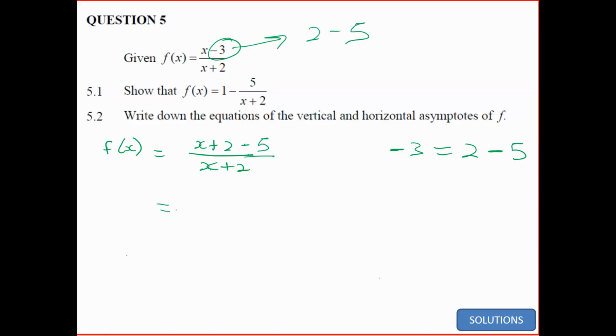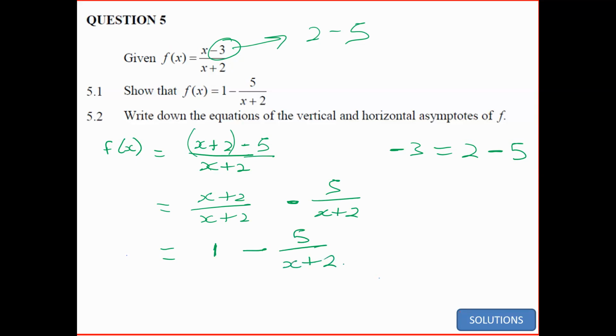And then all I'm going to do now is split this up. x plus 2 over x plus 2, which I've done, and then you've got the minus 5 over x plus 2. And we know that x plus 2 over x plus 2 is 1, so we get 1 minus 5 over x plus 2. And that's how we get the form.